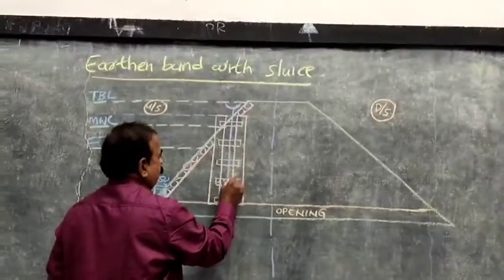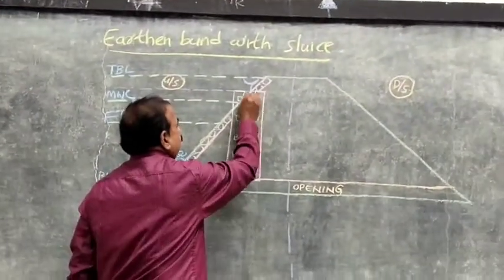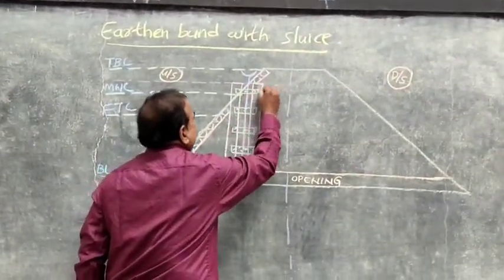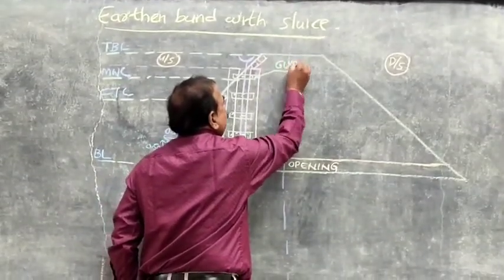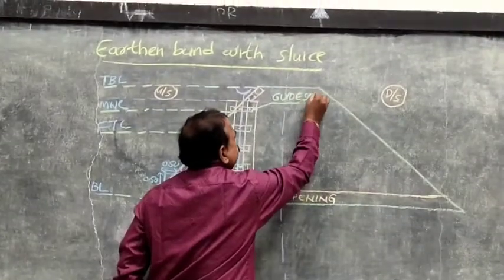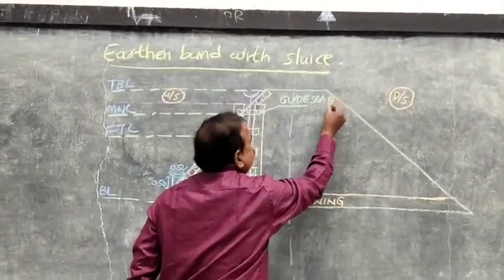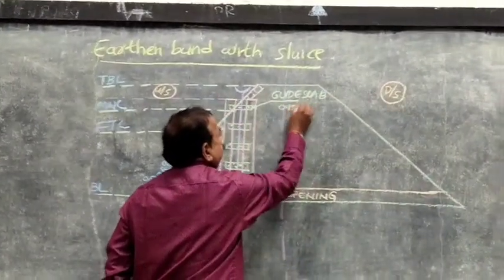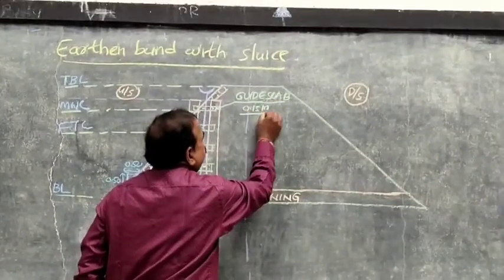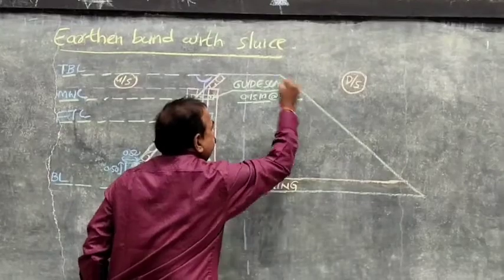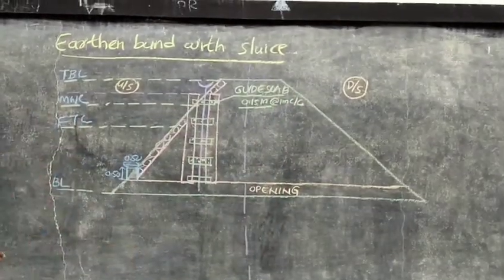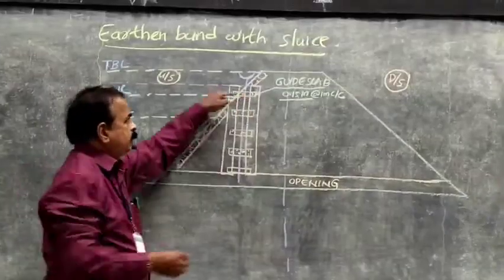Remember here, they are all plain slabs, and they are called the guide slabs. Usually they are 0.15 meter thick at 1 meter center to center. Be careful here: guide slabs, 1 meter center to center.